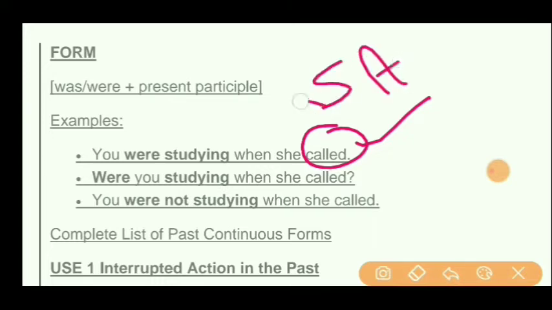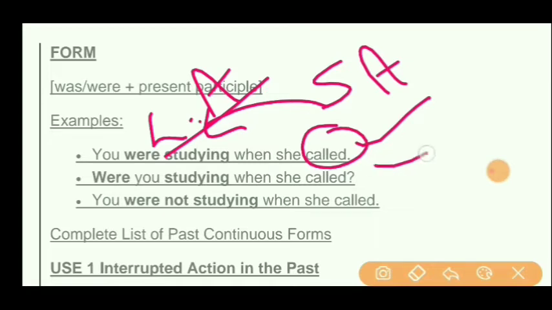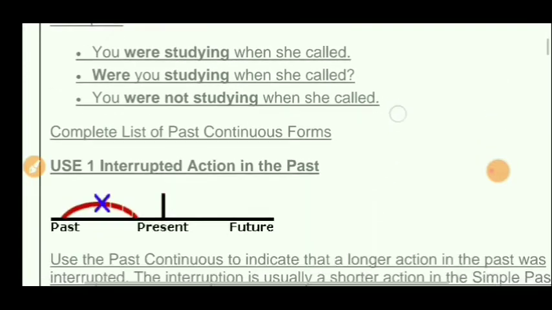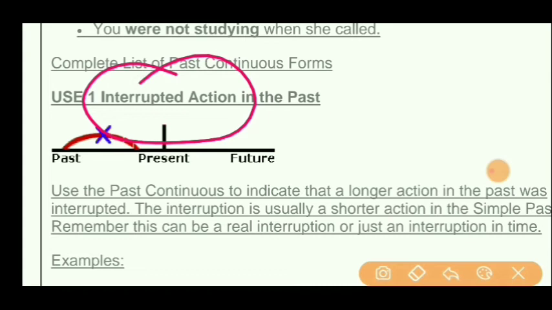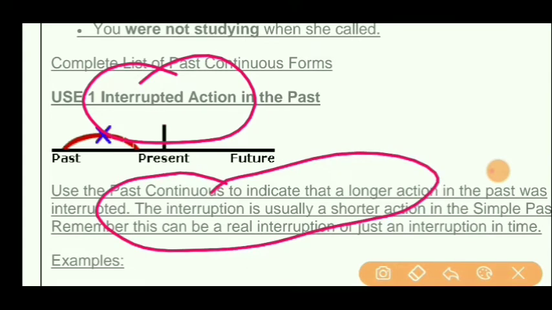So the longer action was stopped by the shorter action. And with the same pattern, this is an interrogative sentence and this one is a negative sentence. To better understand it, let us see the definition. Interrupted action in the past, as I explained it. So use the past continuous tense here. See the definition to better understand it.